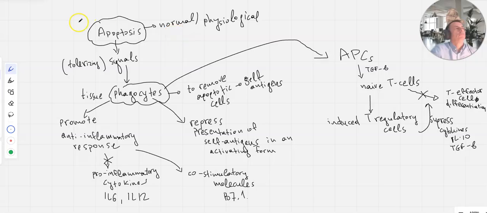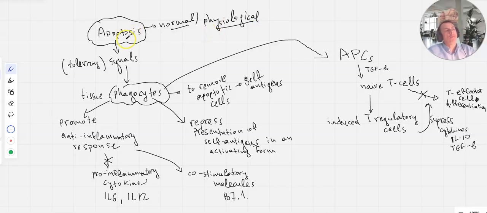In systemic lupus erythematosus, B cells, which are self-reactive, are stimulated to produce autoantibodies against DNA, against chromatin, and against ribonucleoproteins. Let's see how this process actually begins. Okay, it all starts with the apoptosis of particular cell types, which is a normal and physiological process.